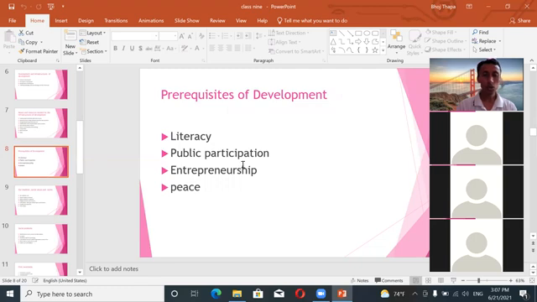So the next lesson is prerequisites of development. What are the prerequisites of development? Prerequisites means preconditions, the things which are necessary in advance, before development. Pre means पहिले, पूर्व, पहिले चाहिने डेभलपमेन्टको लागि. What are the things which are necessary in advance? Literacy, public participation, entrepreneurship, and peace. We'll discuss these things in detail, my dear students.